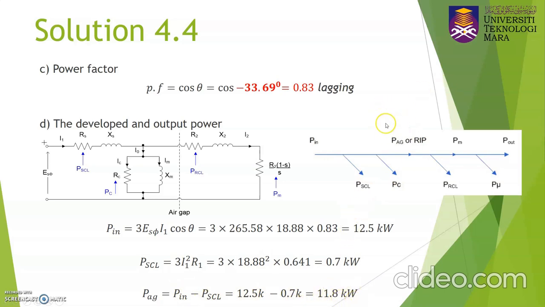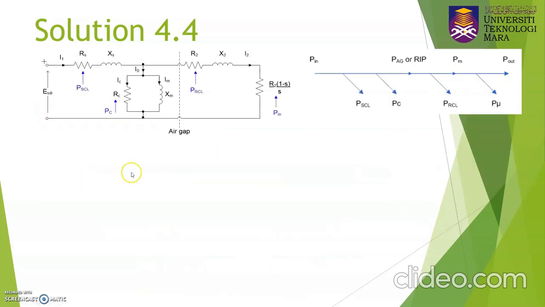Once you find the value of P air gap, then you can find the value of Pm, where Pm represents the developed power, or mechanical power. For the formula of Pm, Pm will be equal to the P air gap multiplied by 1 minus S. Since from the previous slide you already know the value of P air gap and also the value of S, the slip, you can just substitute all the values into the formula. You get the Pm, the developed power or mechanical power, given by 11.54 kilowatt.